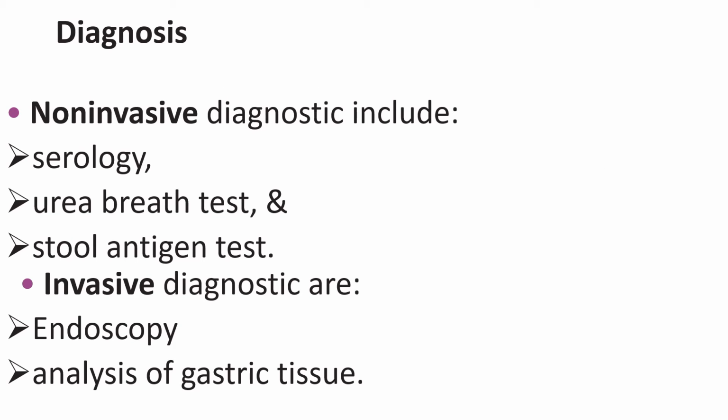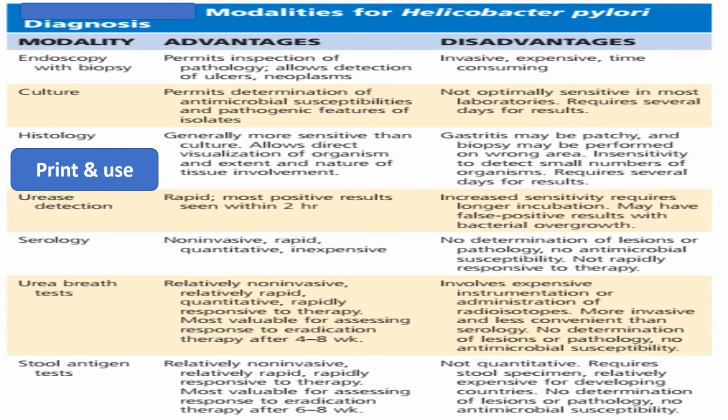Diagnosis: non-invasive methods: serology, urea breath test, stool antigen test. Invasive diagnosis by endoscopy and analysis of gastric tissue. These are the diagnostic modalities for H. pylori, with the advantages and disadvantages of each: endoscopy, culture, histology, urease detection, serology, urea breath test, stool antigen test. Please print and use this table.